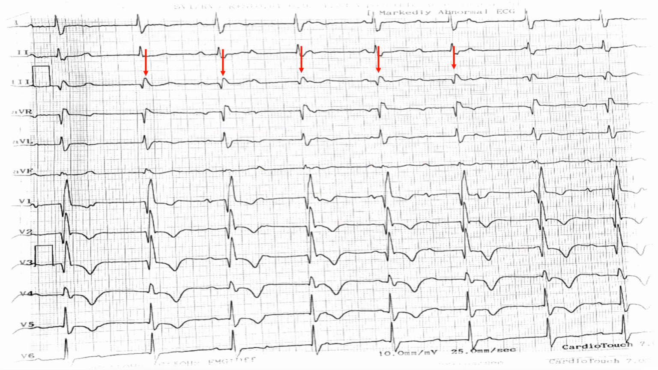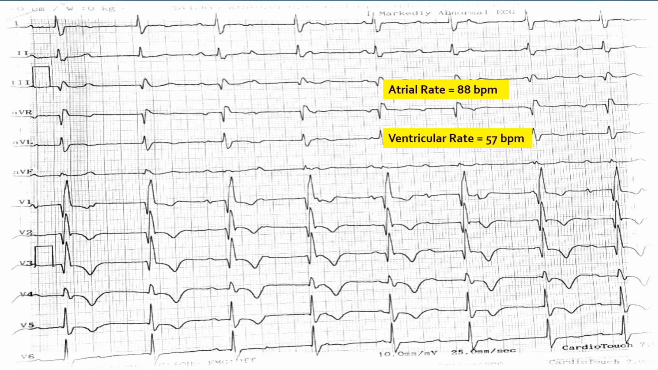Now let's go and see the ventricular rate. It is again pretty regular, but the only thing is that these are broad, as discussed before. The ventricular rate is 57 beats per minute. Now we have seen that although these are regular, the atrial and the ventricular rates are not equal. So this means the atrial rate is more than the ventricular rate.